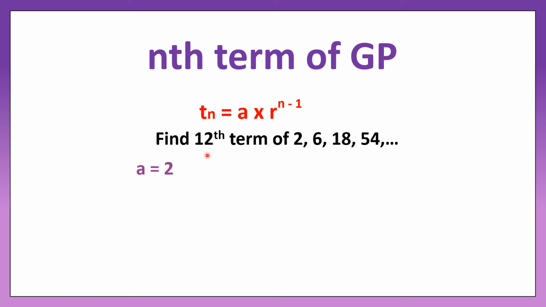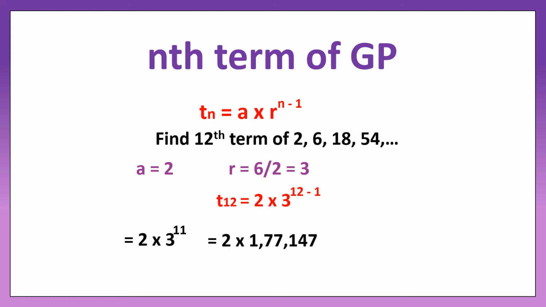So, A is 2, R is equal to 6 divided by 2, that is 3. And we can apply it in the formula. T12 is equal to 2 into 3 raised to 12 minus 1. That is 2 into 3 raised to 11, since 12 minus 1 becomes 11. So, 2 into 3 raised to 11 will give 2 into 1,77,147. And the final answer is 3,54,294.